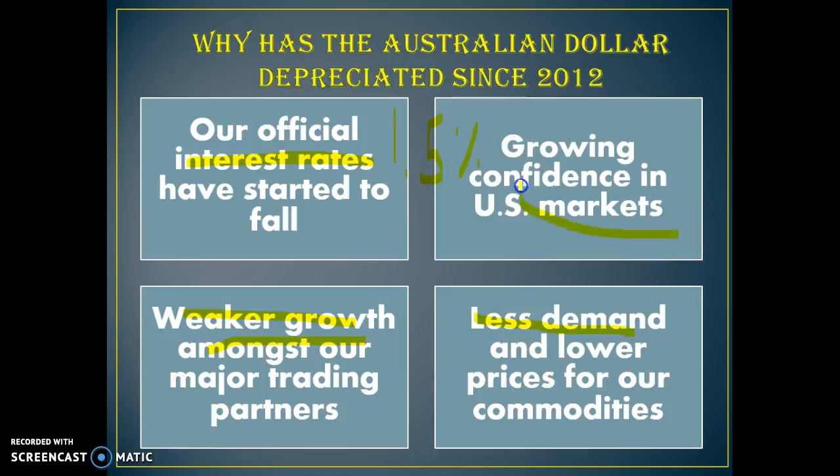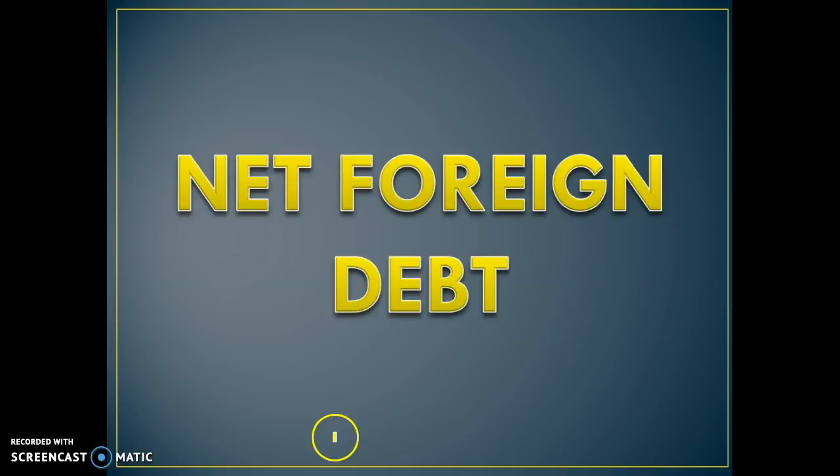And the US market has picked up a little bit, and therefore their dollar's gone up relative to ours as well. But the main reasons the dollar has depreciated over the last couple of years is the low interest rate setting and the reduced demand for our commodities. That's also led to shareholders taking their money out of Australian shareholdings because they're making less profit as well.